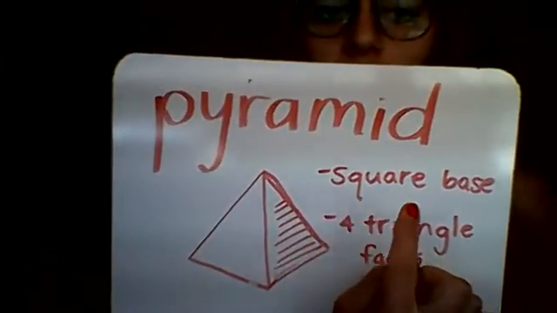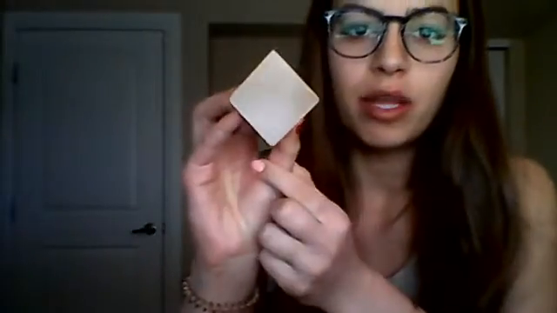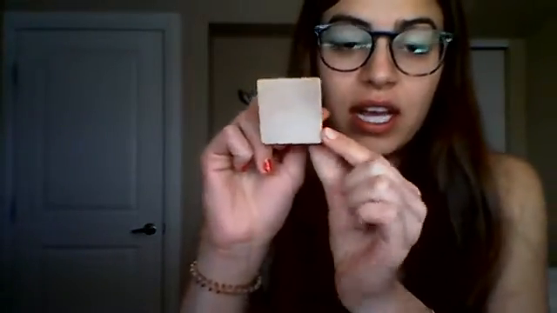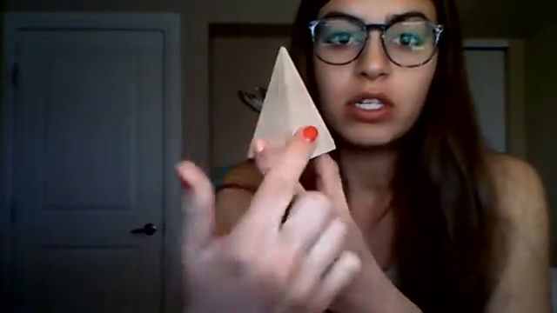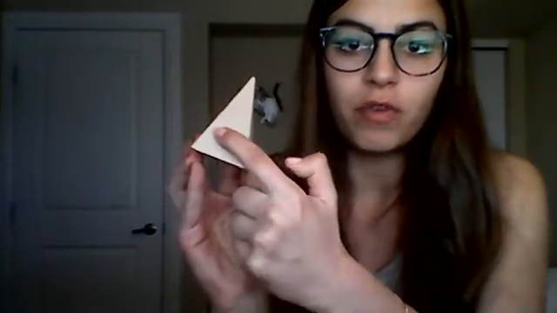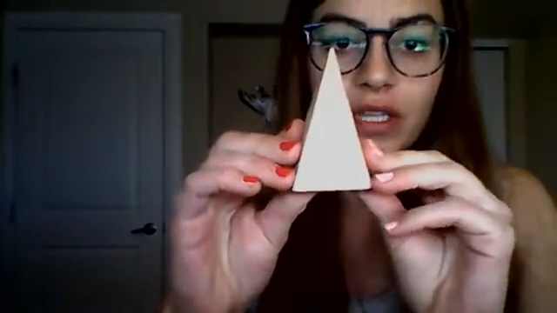Pyramids, there we go. Pyramids look like this. They have a square base, and then they have 4 triangle faces. So if we look at my pyramid, the bottom looks like a square. If you look at just this face here, it's a square base, and then there are 1, 2, 3, 4 triangle faces that kind of come together to a point at the top here. So if you look at this face, you can tell it's kind of a triangle.